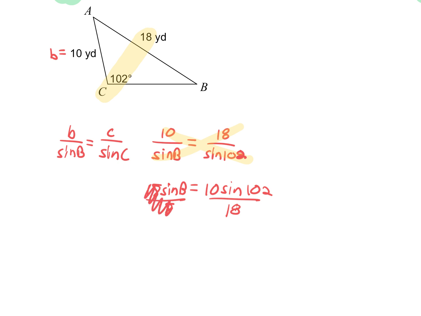All right, so then that crosses out, and then we can do sine inverse on both sides. So then B is whatever we get when we plug this into our calculator. Yeah, nice. So we get 32.9 degrees.